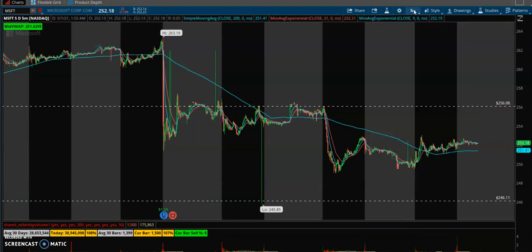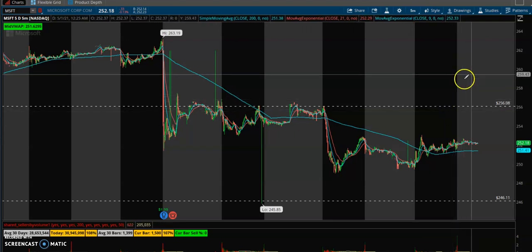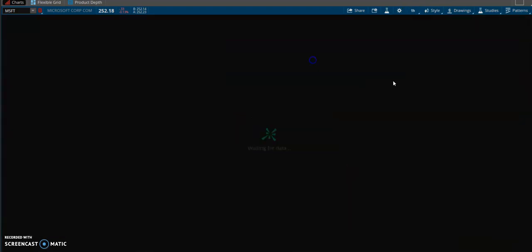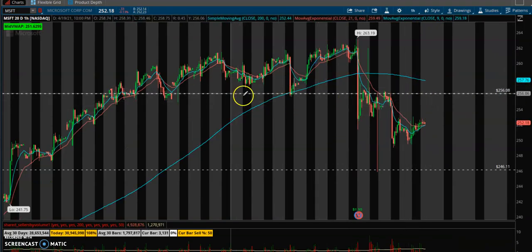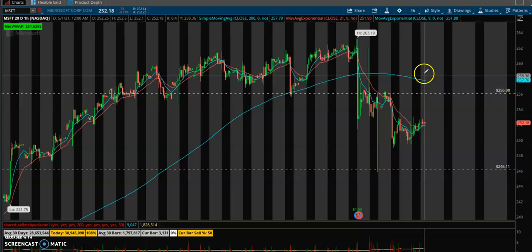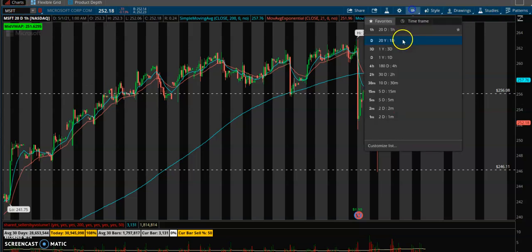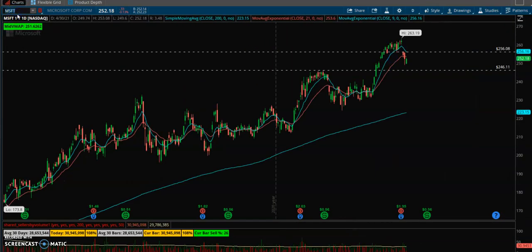Actually, I'll be waiting for this level to get broken, and then I want to see momentum. I want to see the whole market go up, and after that is broken, as you can see, it's a pretty important key level. I'll be looking to let it run all the way to 260. So I'll be looking to take profits. It is not the best setup. Tesla is a much better setup.